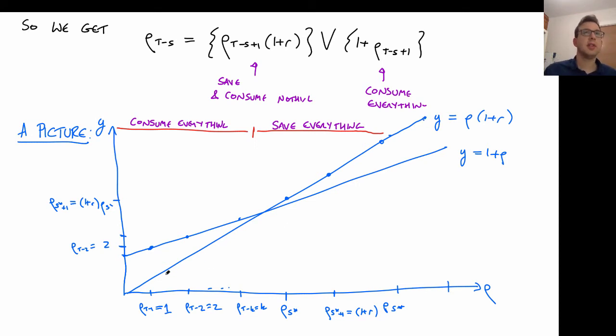So what does that mean? It means that at the last S star minus 1 years, it's optimal to consume everything. But before that, it's optimal to save everything.